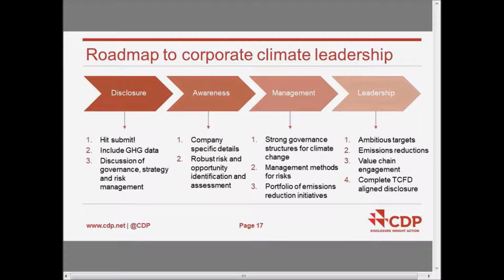First, provide some sort of disclosure to indicate that you have an internal conversation taking place around environmental risk. Then, put systems in place to identify and assess potential risks. Then, take steps towards strong climate governance and strategies to manage those risks. And lastly, work towards leadership by setting ambitious targets, engaging with stakeholders along your value chain, and reporting in line with TCFD. The 4 categories laid out by this roadmap correspond to the 4 levels of environmental stewardship represented by CDP scoring.